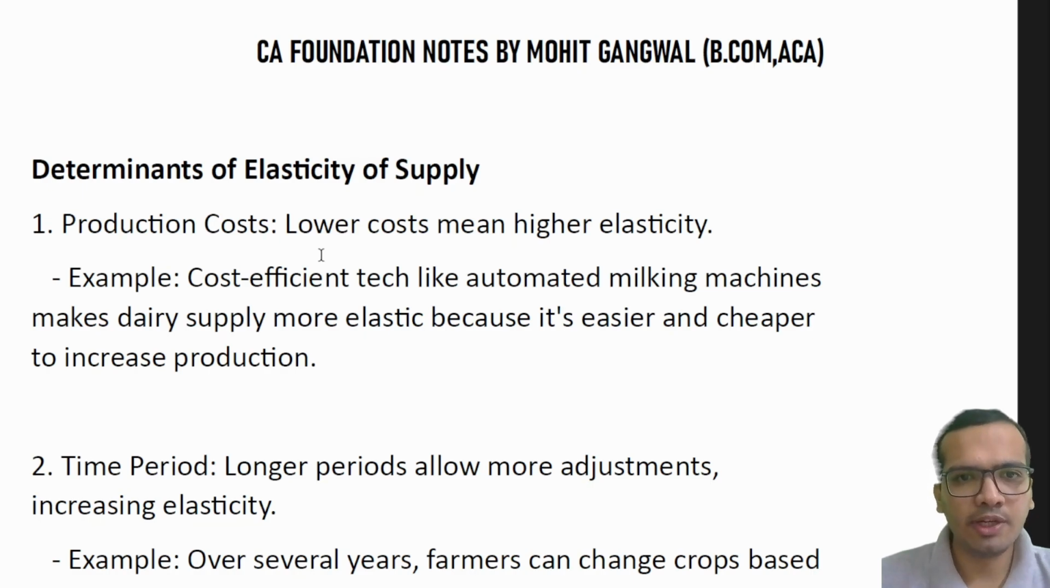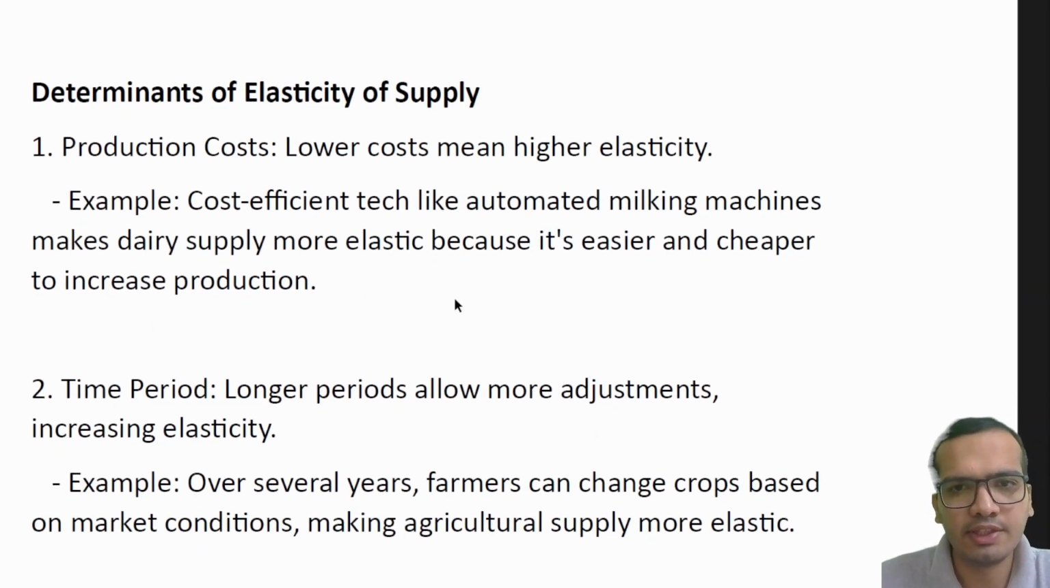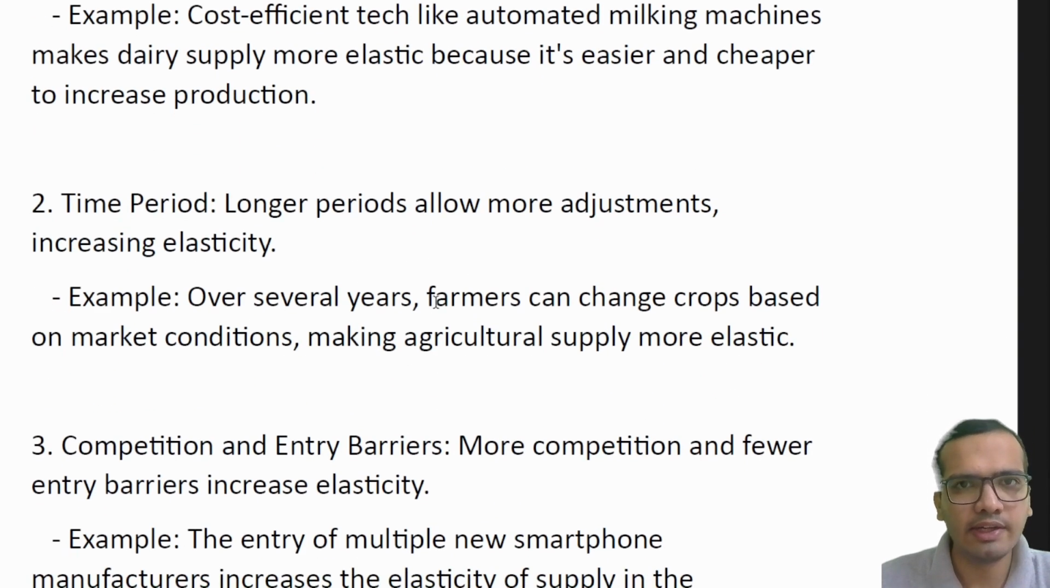Now comes determinants of elasticity of supply. First, production cost. Lower cost means higher elasticity. For example, cost-efficient tech like automated milking machines makes dairy supply more elastic because it's easier and cheaper to increase production. Second comes time period. Longer periods allow more adjustment, increasing elasticity. For example, over several years a farmer can change crops based on market conditions, making agricultural supply more elastic.